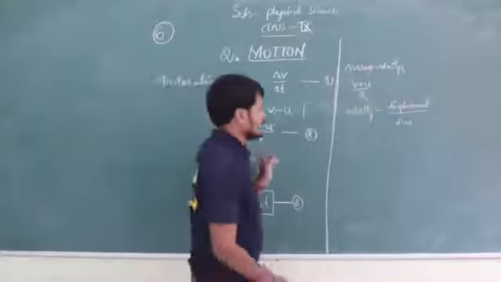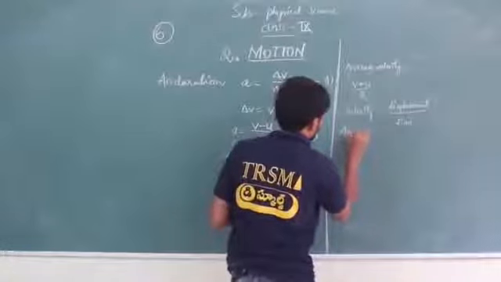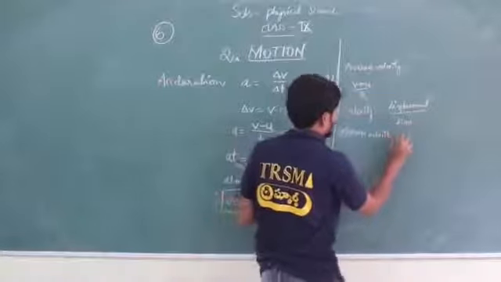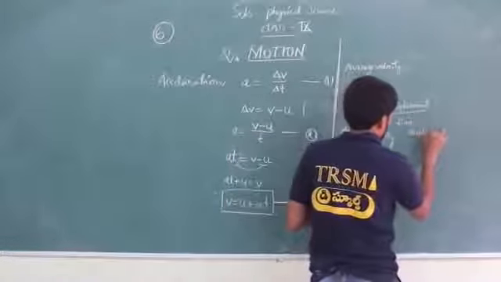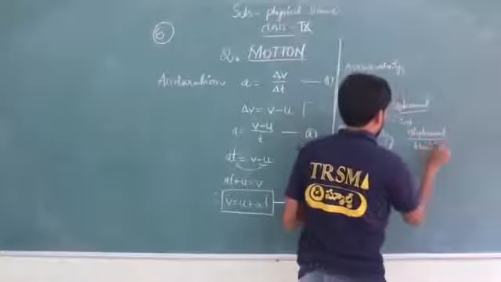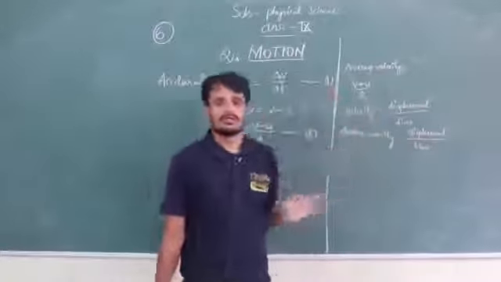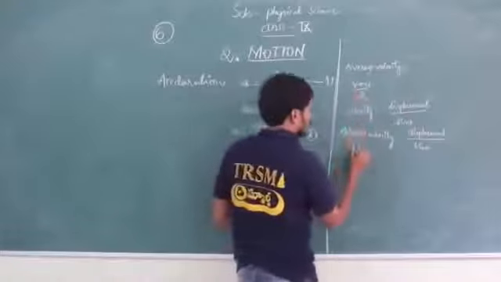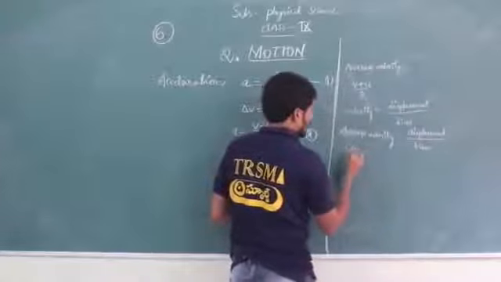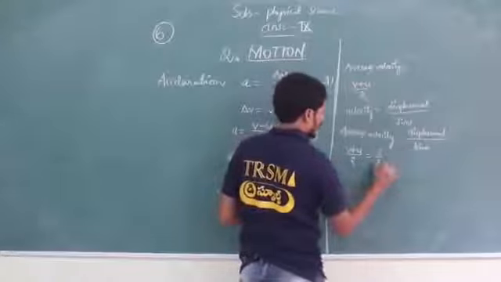Got it? So now see here, average velocity equals displacement by time. Is it possible to write like that? Average velocity equals displacement by time? Absolutely possible. Now what is average velocity? v plus u by 2 equals, what is displacement? s. What is time? t.